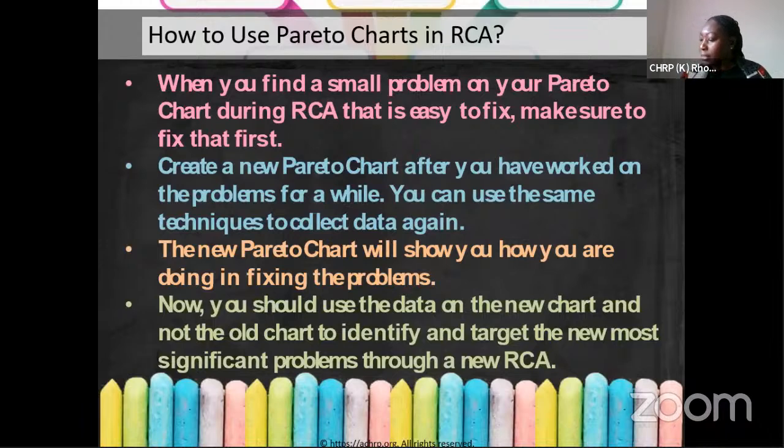Then after you create the new Pareto charts, they will show the progress in terms of how we are progressing in fixing the problem. And then the second last, we can say, proceed by using the data on the new charts and not the older charts. Once you have replaced the first chart with a new one, the dynamics have changed, they have been realigned, so don't go back to the original one. Continue using the new charts that you are developing until you are able to zero in. And finally, we are saying, target the new most significant problems through new root cause analysis.